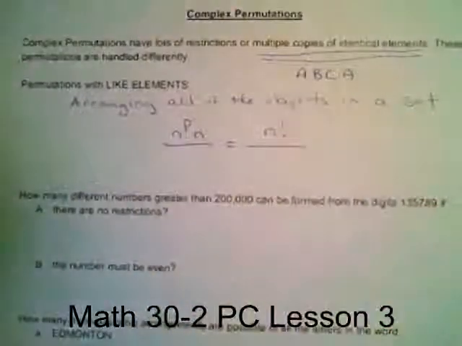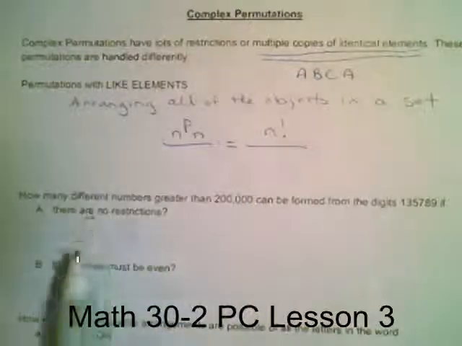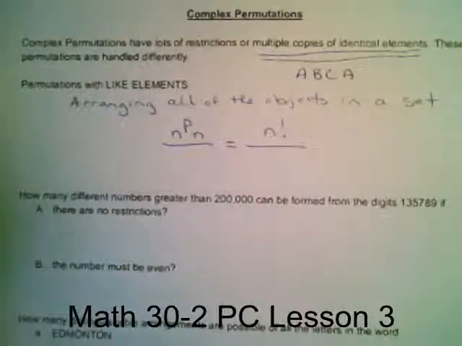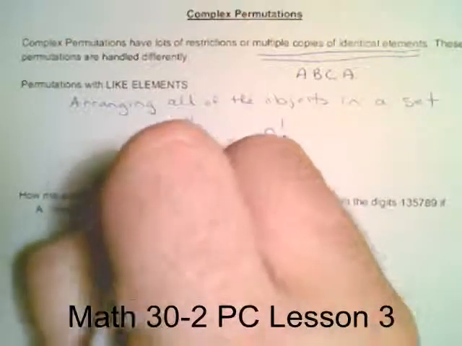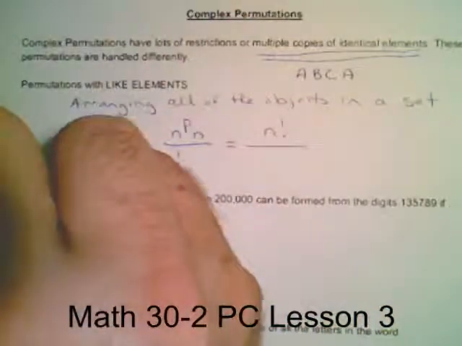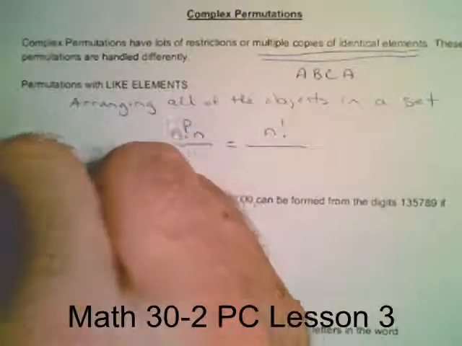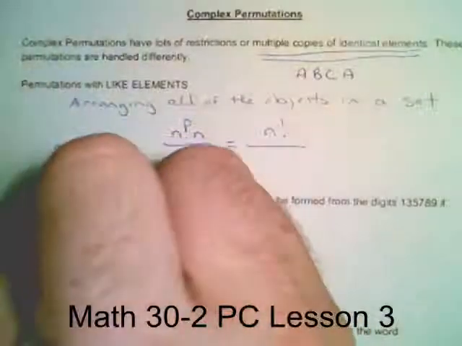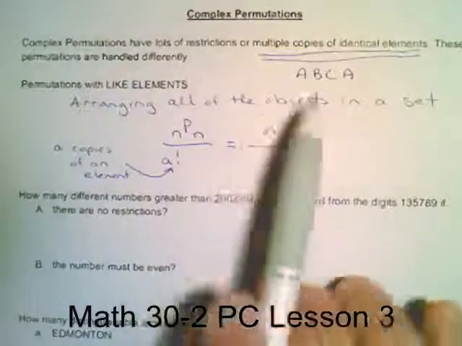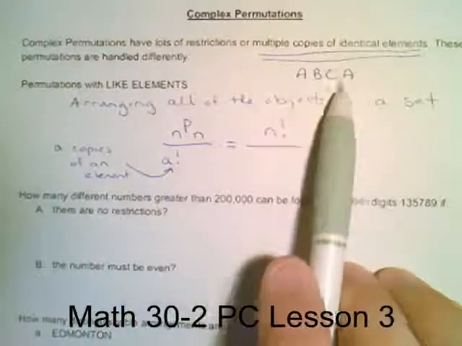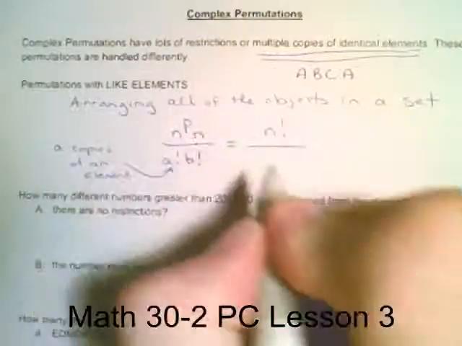Could also be written, if you did the formula, as n factorial. However, it's the same thing. So these are identical, n pick n or n factorial. But what you're going to do is divide out the like elements. You're going to divide out the objects that are the same. So if you have a copies of one element, you're going to divide by a factorial because you have a copies of an element. In this particular case it would be 2 factorial because I have 2 copies of the letter A.